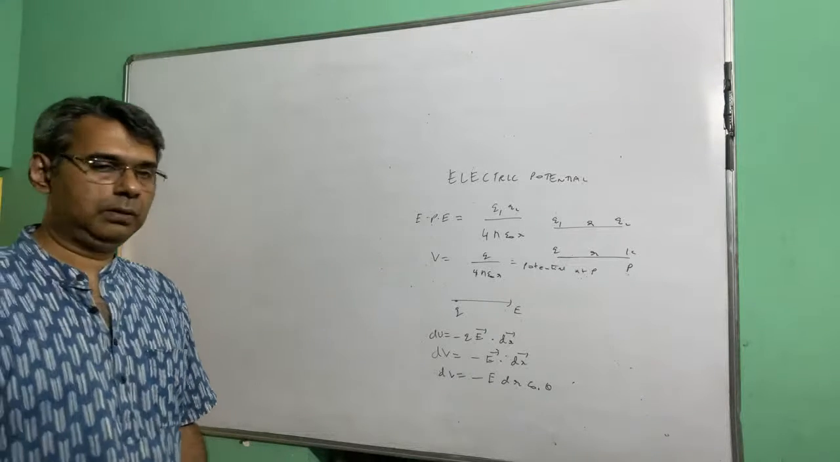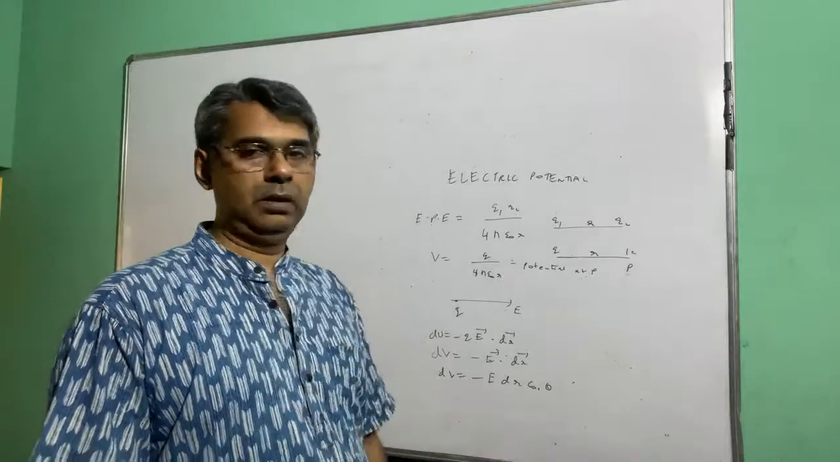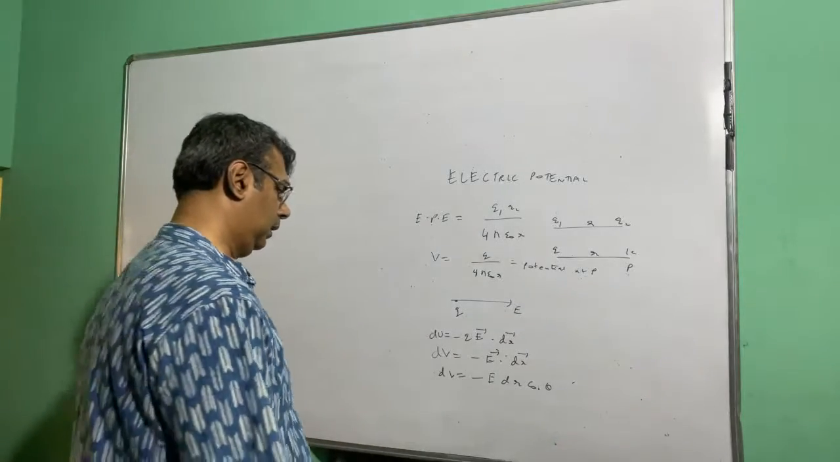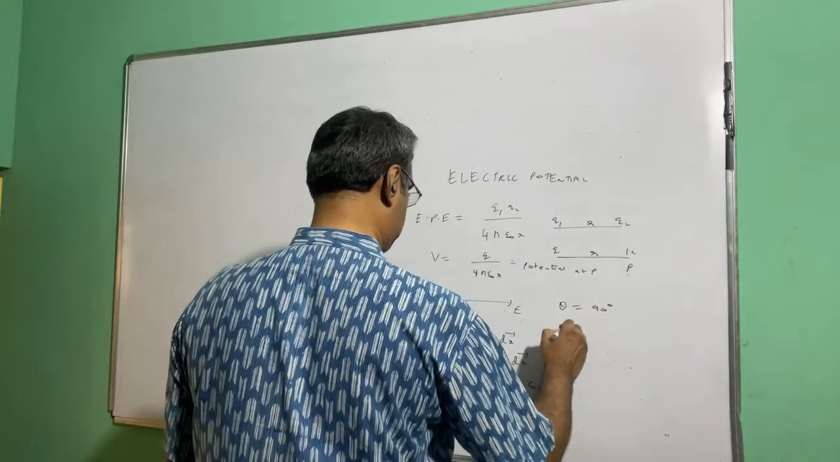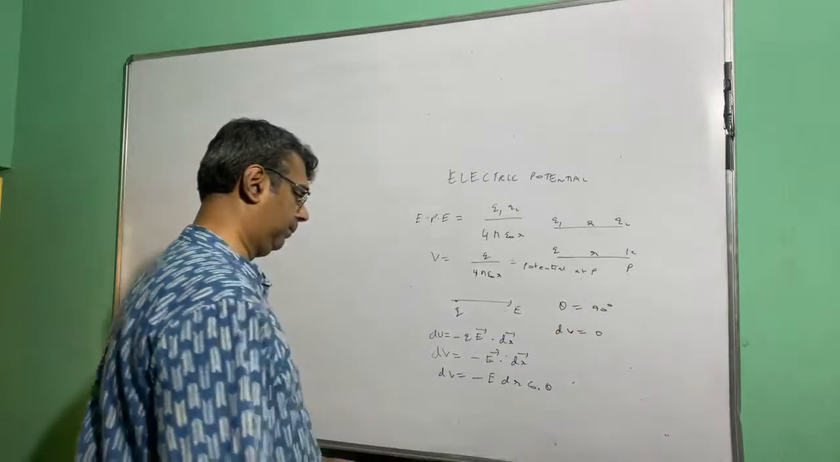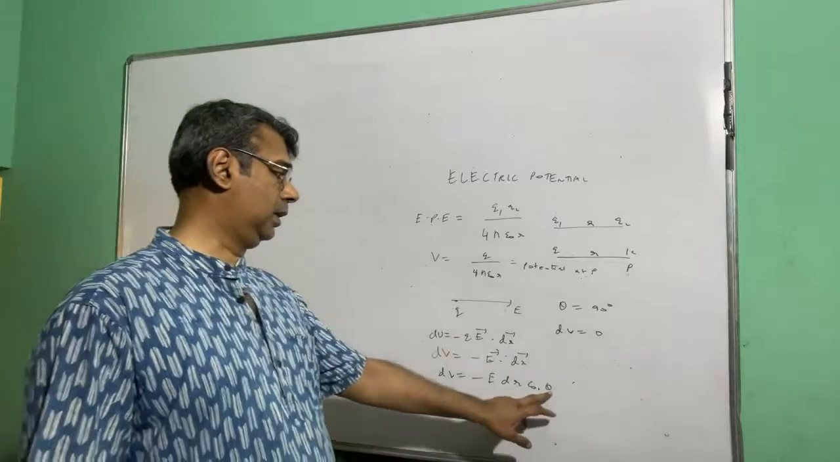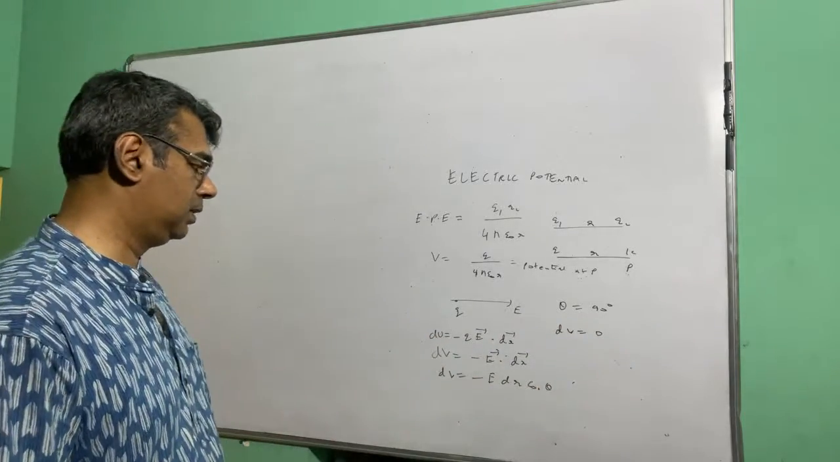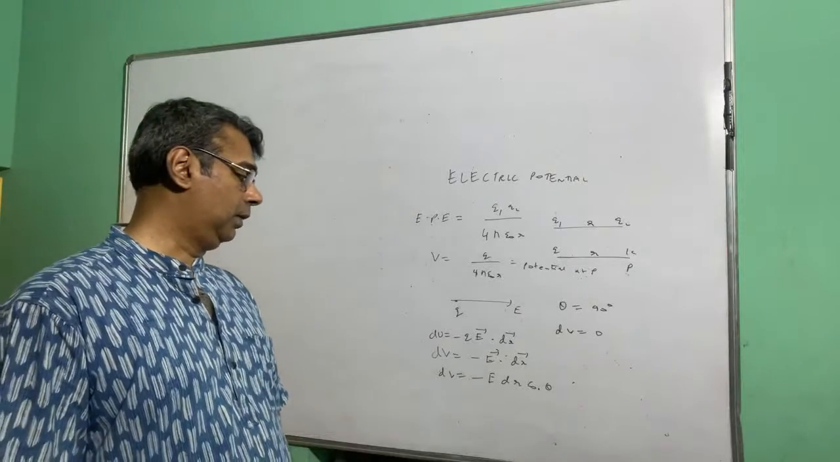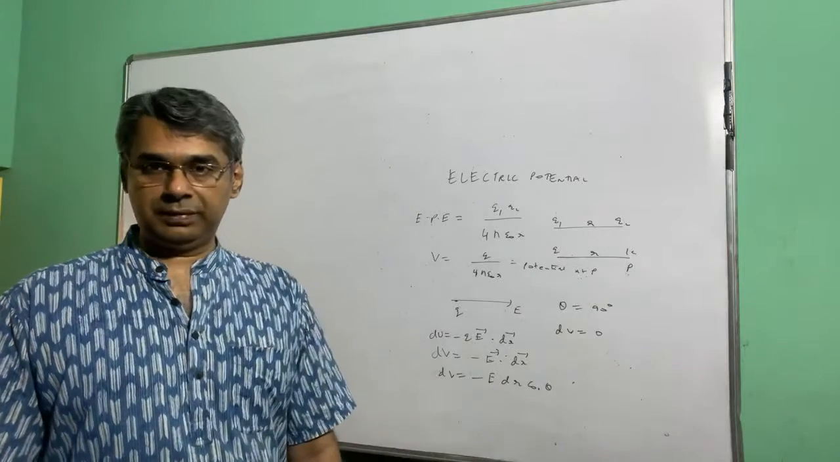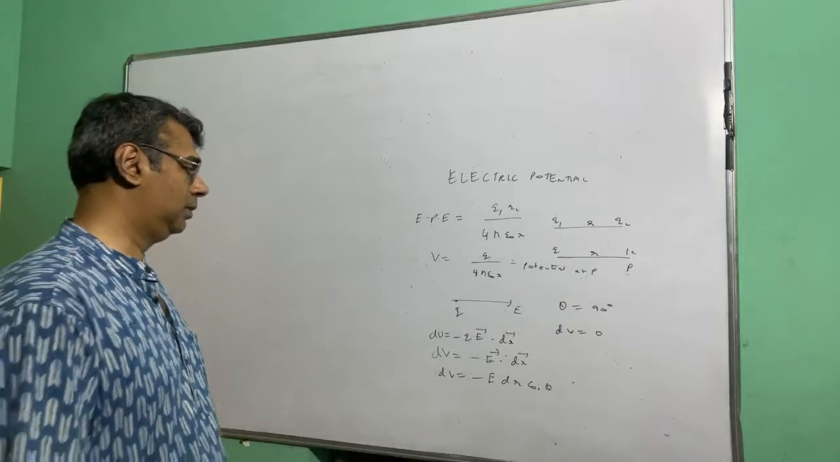It will also be 0 when theta is 90, right? So if theta is 90, then dV will be 0. So minus E dr cos theta, if theta is 90, then dV will be 0. So that means if you are moving perpendicular to the field, then the change in potential will be 0.